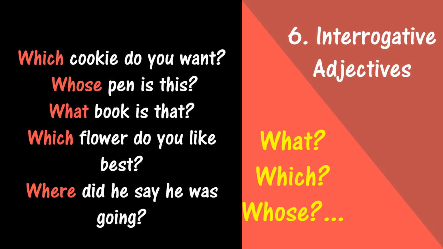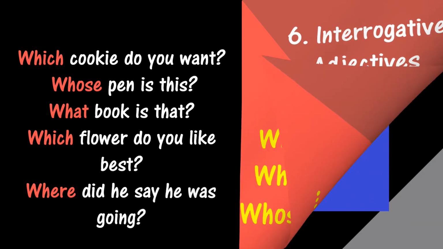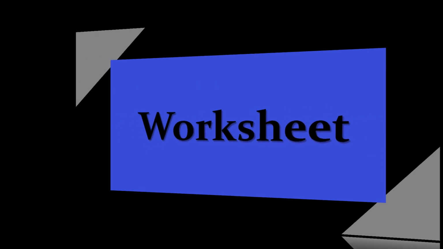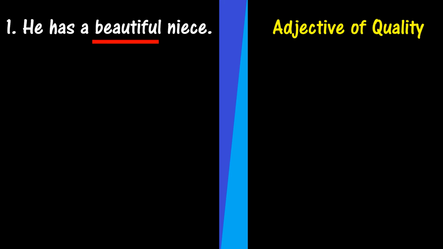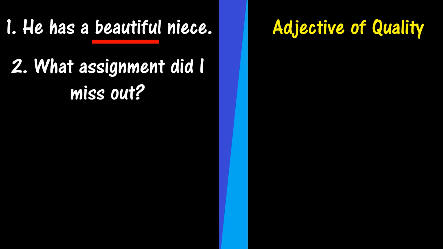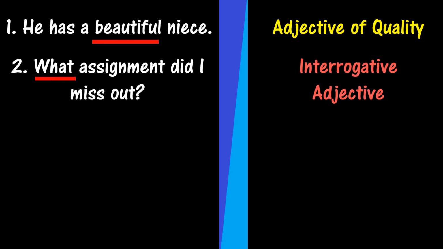Now let's quickly do this worksheet. Pick out the adjective and write the class it belongs to. He has a beautiful niece. Here the adjective is beautiful. It is telling about the quality. What assignment did I miss out? Here it is asking a question. What? So it is an interrogative adjective.